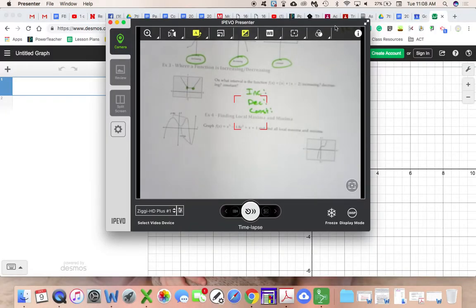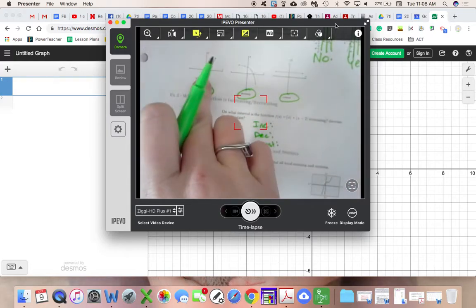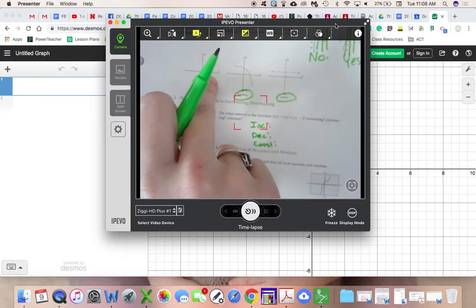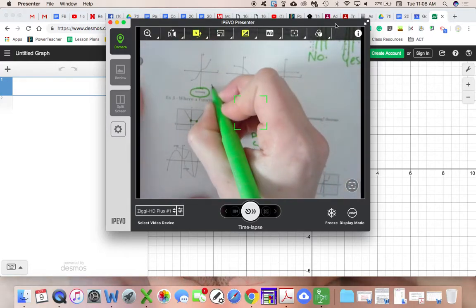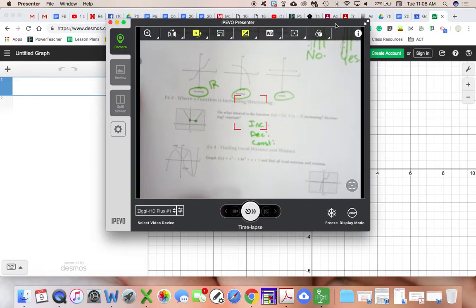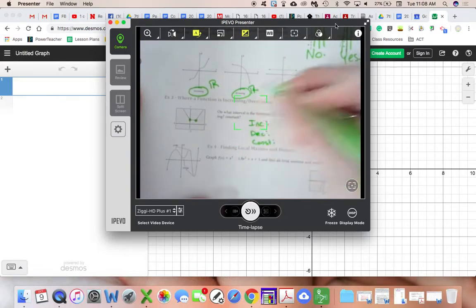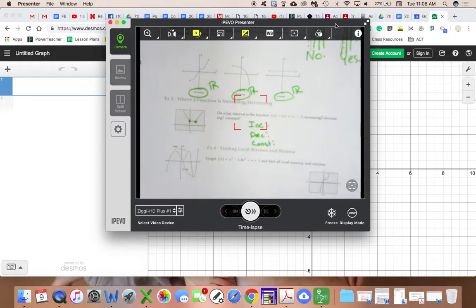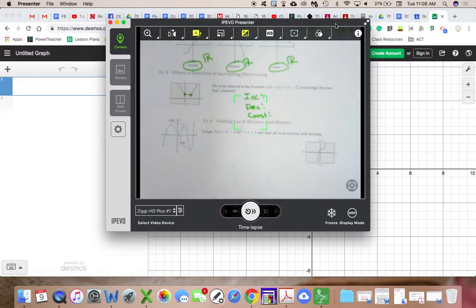Some graphs don't have a decreasing or a constant, like this one was increasing the entire time, right? So he is increasing on all reals. This guy is decreasing on all reals, and this is constant on all reals. So they say, determine where it's increasing, decreasing, constant. If it's decreasing the whole way, you just put all reals for decreasing. But here we're going to have some intervals because he turns around and goes back up.